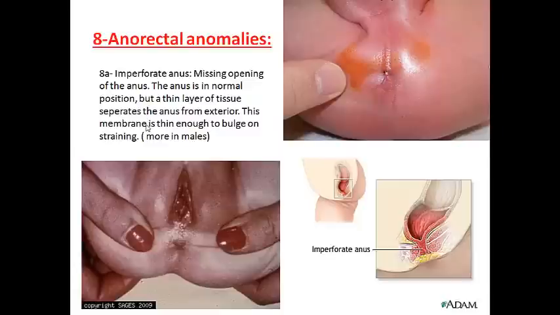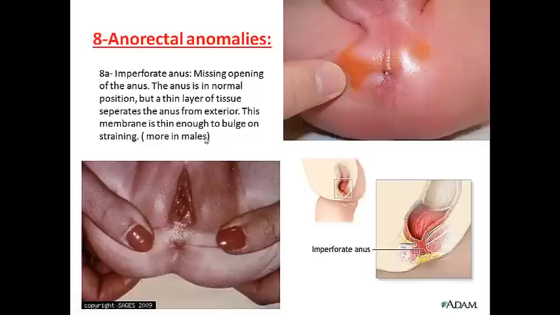Proceeding to the anorectal anomalies, one of the most common anorectal anomalies is called the imperforate anus. By imperforate anus, I mean that there is a missing opening of the anus. So the anus is going to be normal in its position, but there is a thin layer of tissue, as you can see here. There's a thin layer of tissue that's going to separate the anus from the exterior. And this membrane is going to be really thin, enough to bulge on straining.